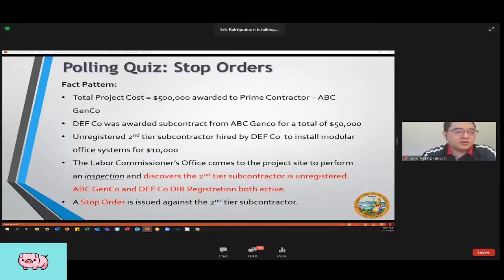Okay, so for the first question, all work on the project must stop immediately. If you look at the previous slide, the stop order pertains to that unregistered contractor, so the answer is false. Will DEFCO be liable for 1771.1 penalties? The answer is yes, because they are the ones that hired that unregistered contractor. And are all the contractors required to be registered with the DIR? The answer is yes, because this project at $500,000 total project costs does not fit within any of the small project exemptions that we discussed earlier. So we can move on to the next slide.